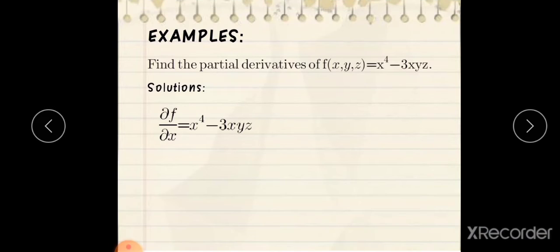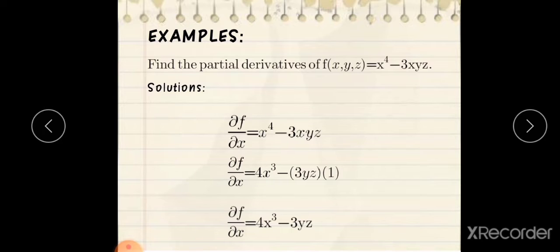So the partial derivative of the function with respect to x equals the derivative of x to the fourth, which is 4x cubed, minus the derivative of 3xyz, which is 3yz times 1. As I said earlier, the other variables we must treat as constants. So we have 3yz times 1. So the final answer of the partial derivative of the function with respect to x is equal to 4x cubed minus 3yz.